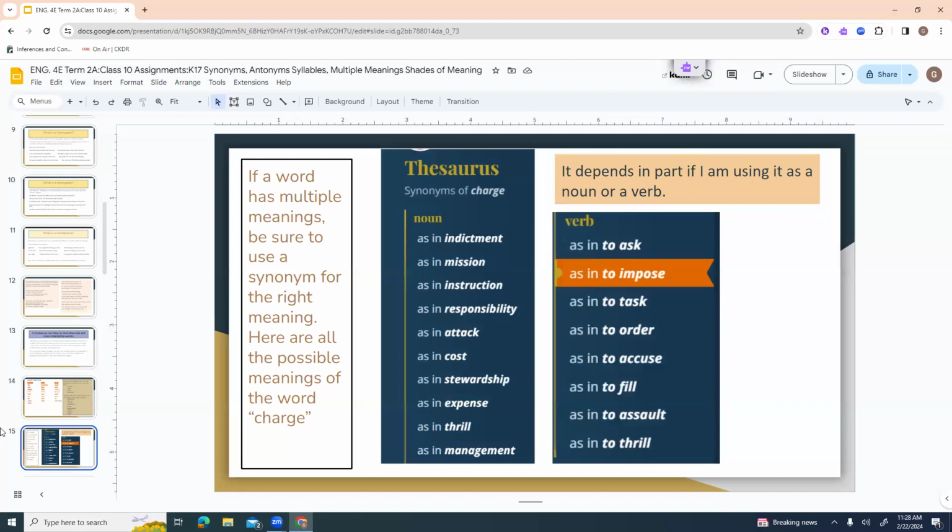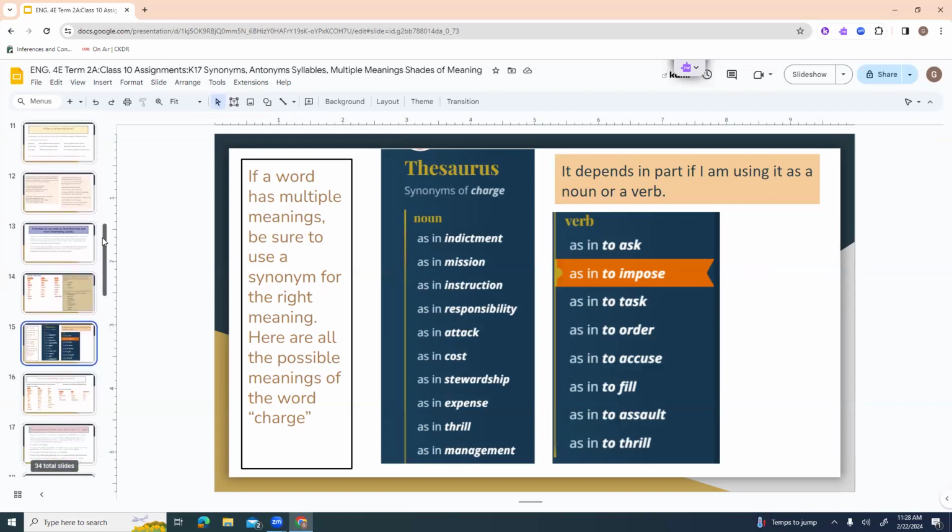So if I was trying to look up a synonym for charge, I have to kind of think, well, how did I mean it in my sentence? Because if I meant it as what is the cost of something, but I accidentally look up the synonym for assaulting somebody, I'm not going to have a synonym for the way I meant it, right? It is a synonym for the word, but it's not a synonym that's going to hang on to the same meaning. So you need to be cautious of that when you're using a thesaurus.